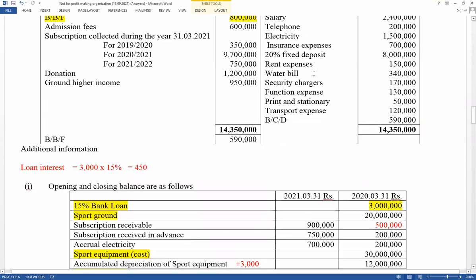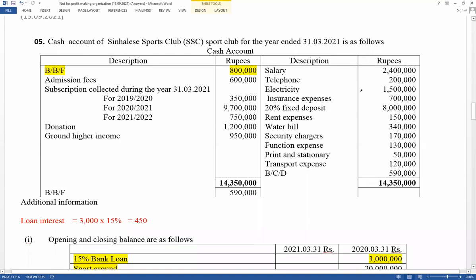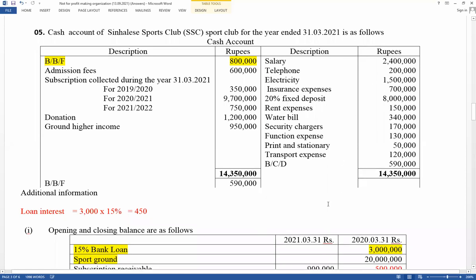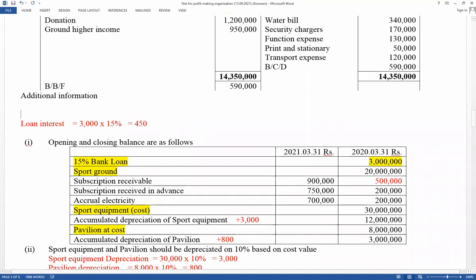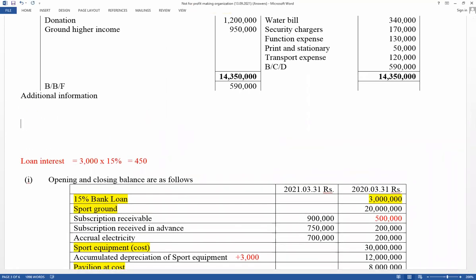In the cash account, credit side, salary paid is available, and so is electricity paid in cash. Accrual electricity has been given. You have to prepare a separate ledger account. Electricity paid in cash is available in the cash account, but accrual electricity is also given, so you have to calculate the value for the year. Prepare electricity expense accounts. Right now, I'm going to prepare the electricity expense T accounts to calculate the electricity expense for the year.